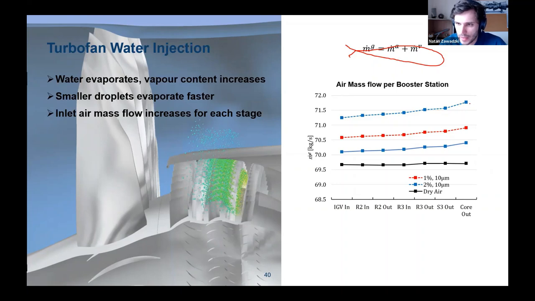So one influence is that, okay, you are injecting water and it becomes vapor, so you have added mass, but this is rather insignificant. But then due to the cooling of the airflow, you have a decrease in density. And this is what you see happening in the compressor. And this is important to notice because it has an impact on how the stages operate.